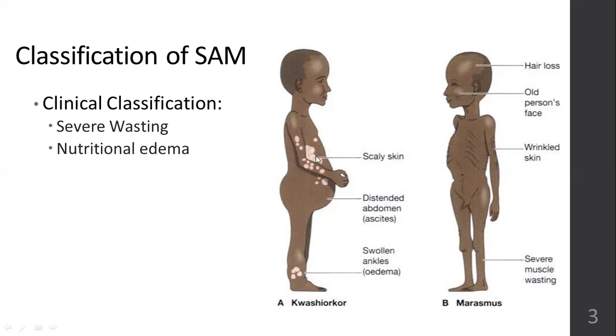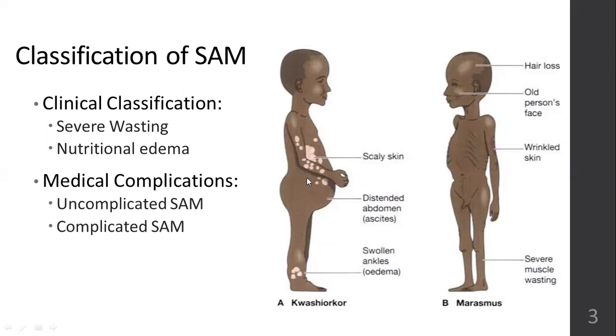The skin is very scaly. The skin is very reflective. If you have seen the scales of a fish, they can reflect back the light. So the child's skin also looks very reflective.